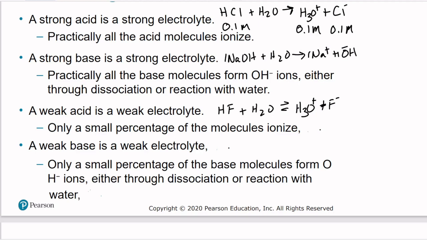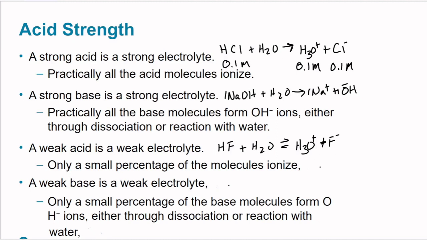We have to account for the amount of H3O+ that actually forms, because that's the way we're going to calculate what we call the pH of our solution. That's how we're going to measure how acidic our solution is. And we'll see that we have the same situation with a weak base. We have to account for the lack of complete ionization in our calculations.